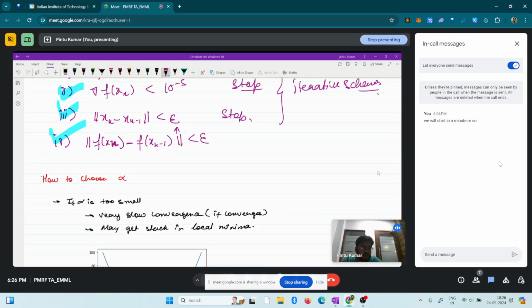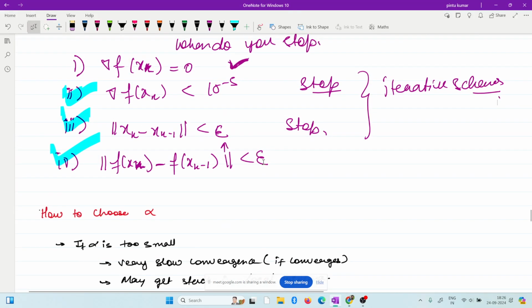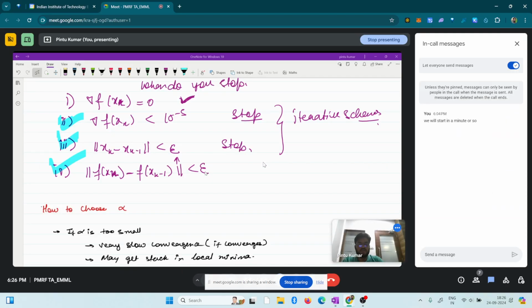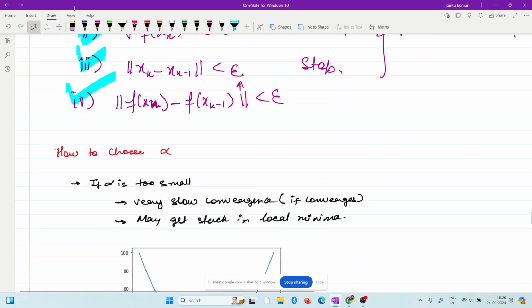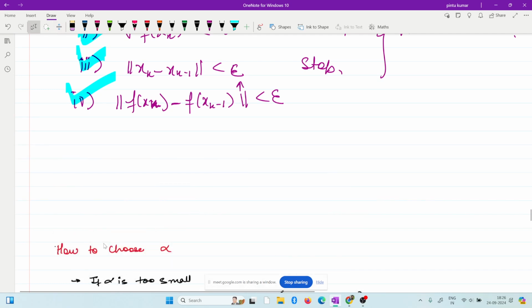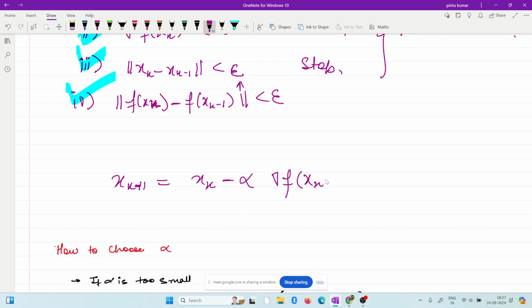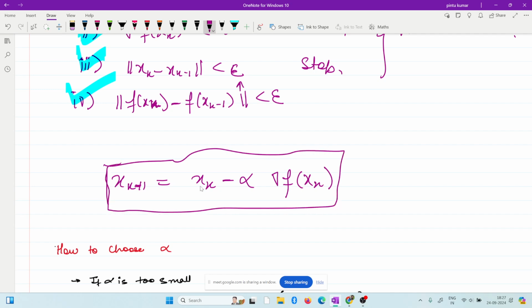Any doubt till this point before I move forward? Gradient descent is very useful. If you implement some machine learning model, you will definitely come across a gradient descent method. Till now, what I have said is you will have an update condition of the form x_{k+1} is x_k minus some alpha times the gradient of f at the point x_k. This is what your gradient descent method is. And I also told you when you can stop.